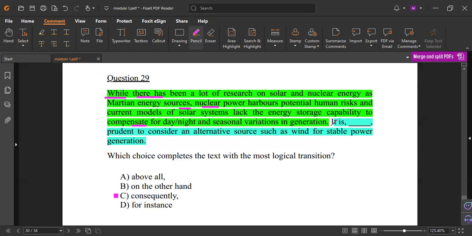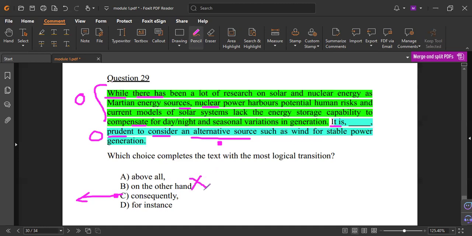Look, he said it is prudent. Prudent means careful, to consider an alternative source. Why is it prudent to think more about another choice, another source? Because we have a trouble here. So the relation is cause and effect. Cause means we have a reason, effect means we have a consequence. So we don't have any comparison between two things.